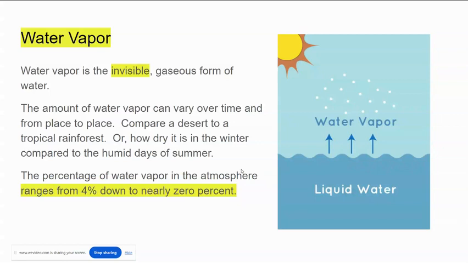In Minnesota, we have a lot of fields of corn and other plants that through transpiration give off water vapor, and we have very humid August, late in the summer. So water vapor in the atmosphere can range from 4%, which is very humid, down to nearly 0%. So you can imagine a desert would be nearly zero, and possibly a tropical rainforest might be around 4%.